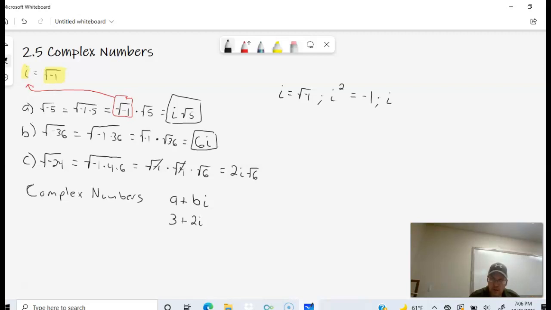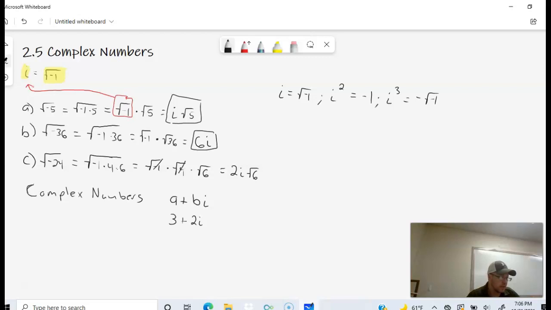We know that i cubed, which would be i times i times i, or the square root of -1 times the square root of -1 times the square root of -1, that's going to equal the negative square root of -1.